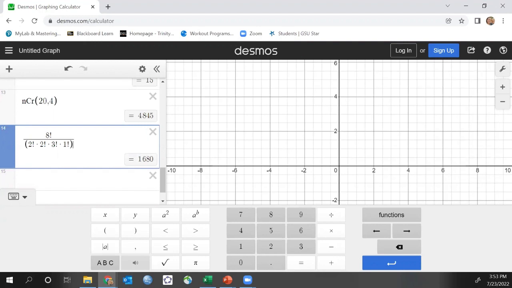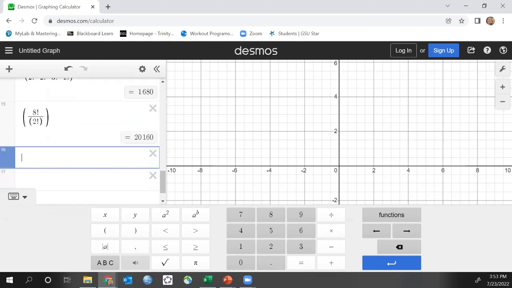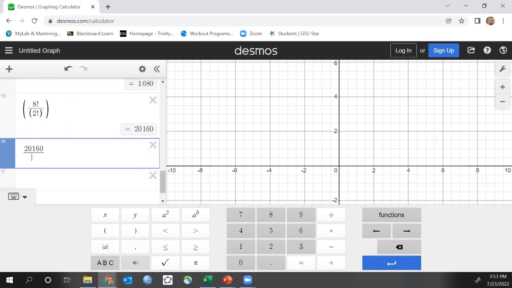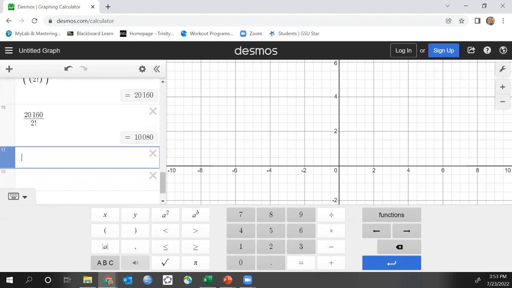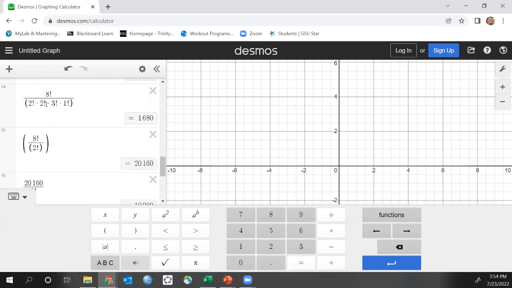Let's do this way. 8 factorial divided by 2 factorial. Get my answer. And divide that by 2 factorial. Take that answer, divided by 3 factorial, and I get my answer of 1,680. So I like doing it this way because it works a little bit faster. I can put them all on the bottom.